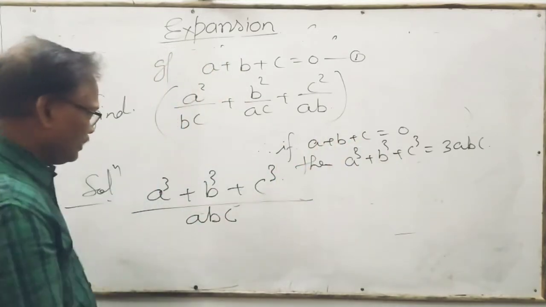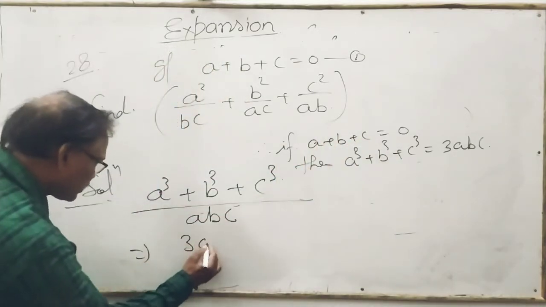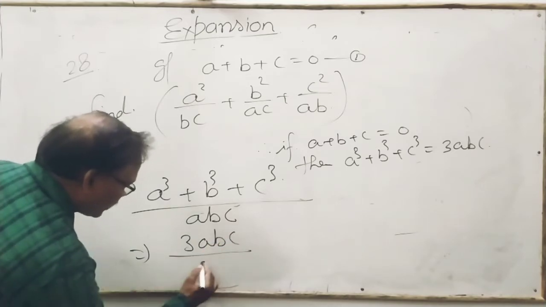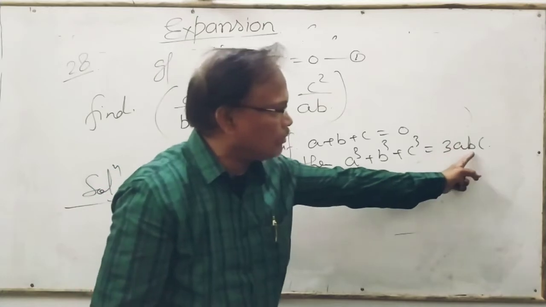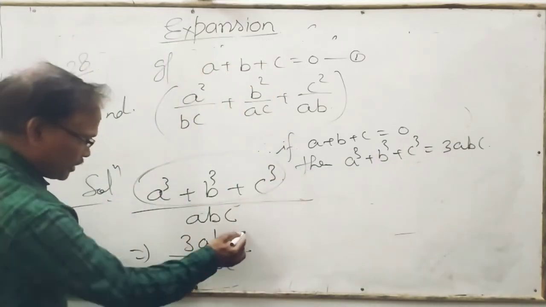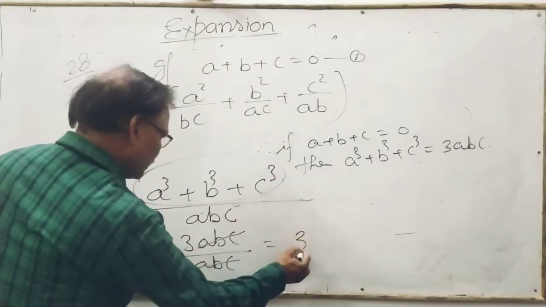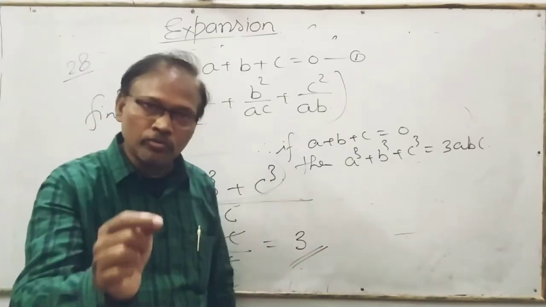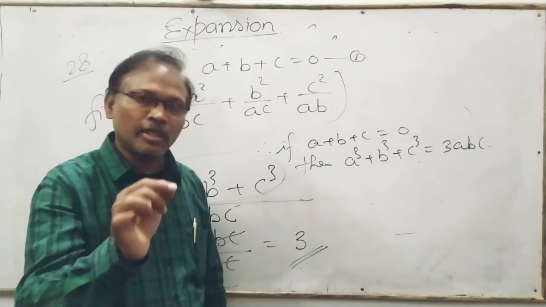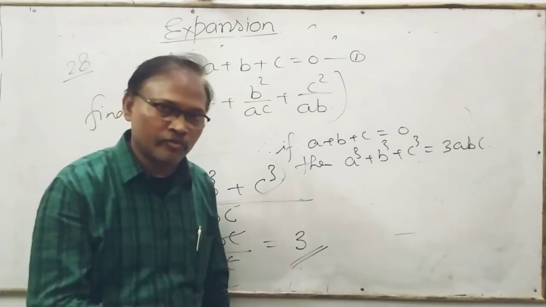Using this formula, you can write here 3abc upon abc. In place of this numerator you can write 3abc. Then this abc cancelled and the answer is 3. It's very simple. But how to use the formula? This is the application of the formula that you should know.